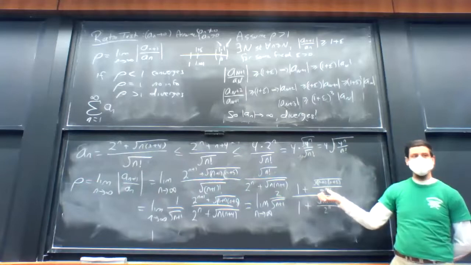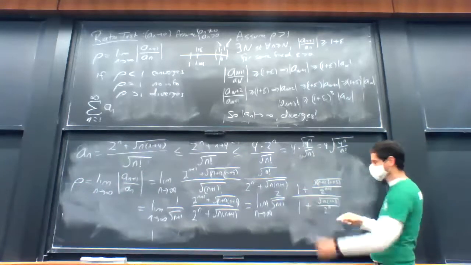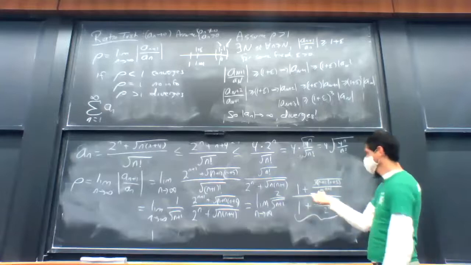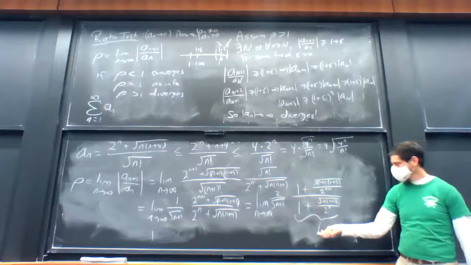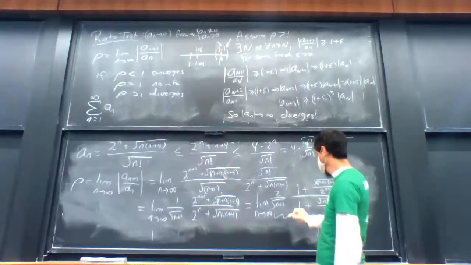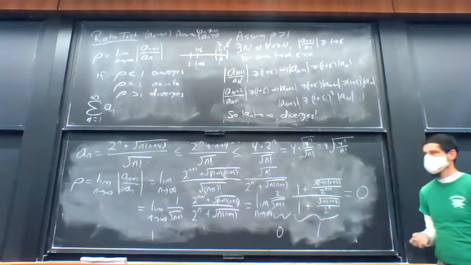Well, fortunately, this limit is finite. As n gets very, very large, what does the numerator go to? The numerator just goes to 1. The denominator goes to 1. So this expression goes to 1. This expression goes to 0. So the entire limit is 0.